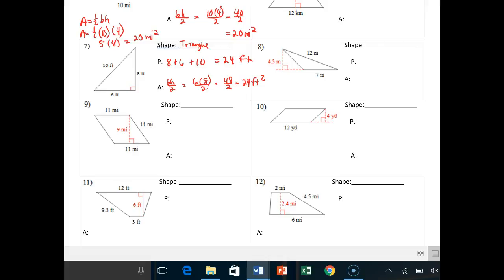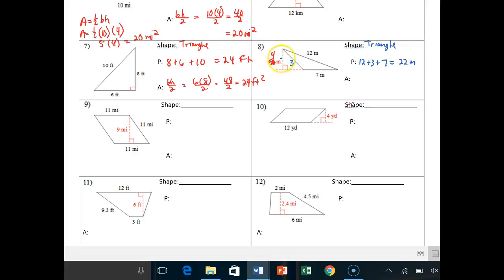Right? So in number 8, what I want you to do is actually change this. It says 4.3. I want you to change it to 4. And I also want you to add in a number here because I want you to add that as 3. So when you're doing the perimeter of this triangle, the numbers for the perimeter are actually 12, 3, and 7. So 12 plus 3 plus 7, that gives you 22 meters.